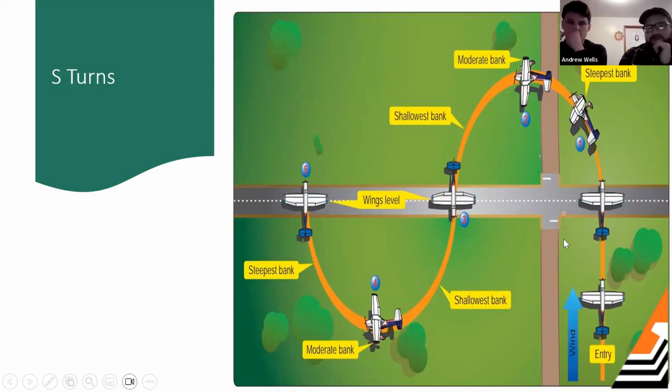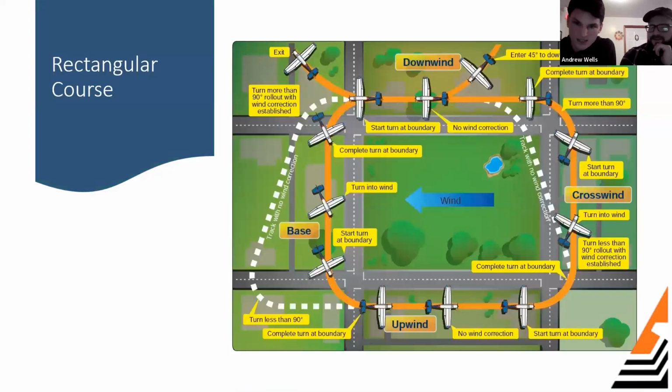Right. And the rectangular course. We do this every day when we're flying loops in the pattern. All right. So same principle. Wind's behind you, steeper banks. Wind's in front of you, shallower banks.